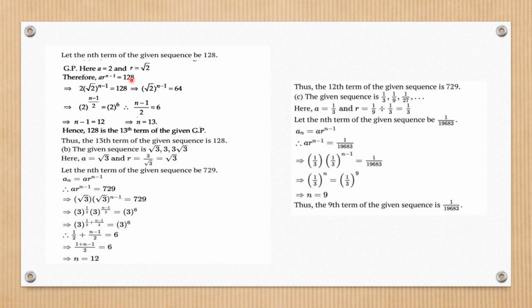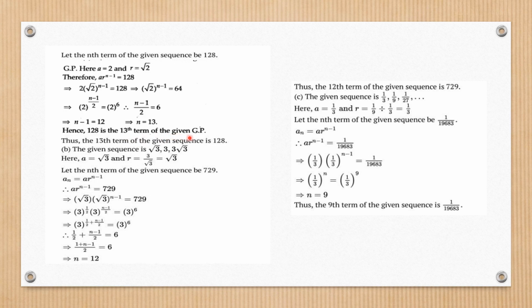So by putting the values a as 2 and r as root 2, I will get root 2 raised to power n minus 1 is equal to 64. I can divide 2 to the other side. So we will get 2 raised to power n minus 1 by 2, this half from here will combine together, and this is your 64, which is 2 raised to power 6. So we get n minus 1 by 2 is equal to 6. Since the bases are the same, we will equate the powers. So n minus 1 is equal to 12 and n is equal to 13. So your 128 is the 13th term of the given GP.